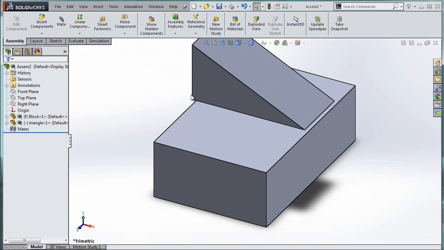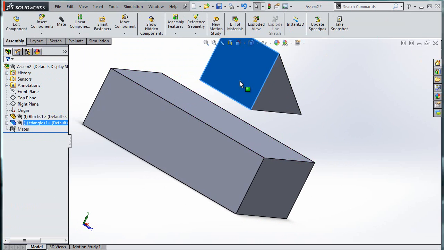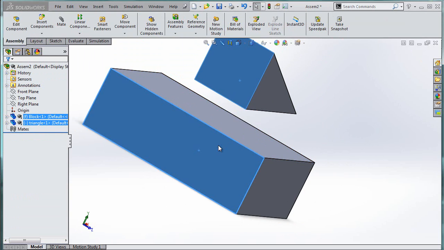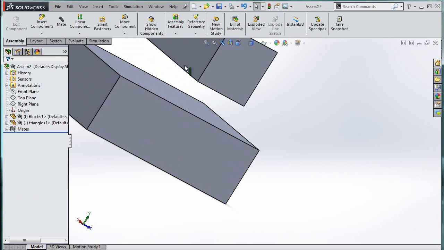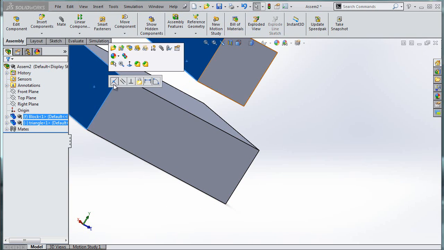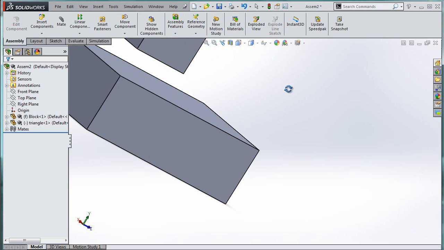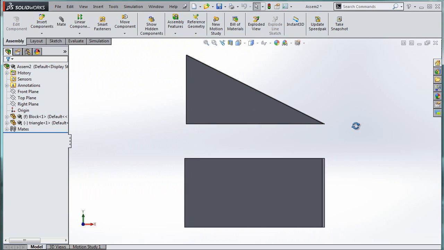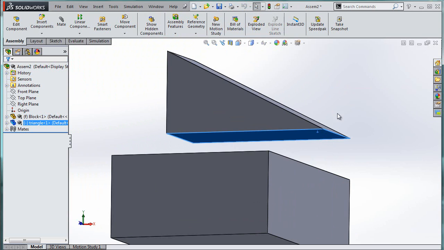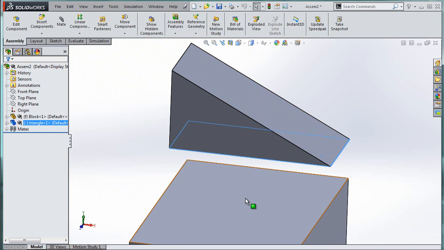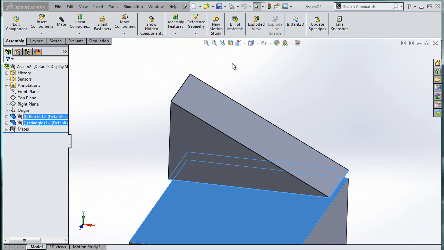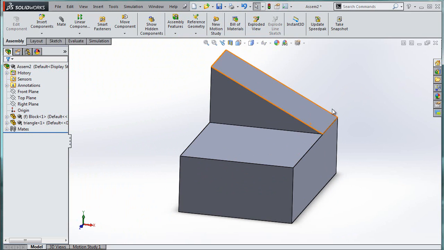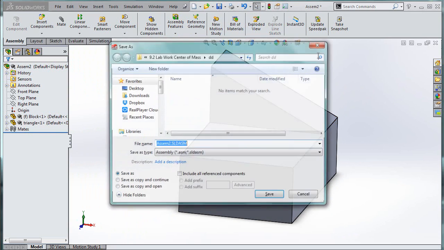Isn't she cute? All right, I'm going to mate this guy, control click there, and the mate should pop right up. And then scroll around, this guy to this guy, mate. And again, you can hold the scroll wheel and rotate around, or you can just go back to here. All right, but I need to touch this one, and mate. Now I should have a fully defined, nothing's wiggling around kind of thing. And go ahead and save the assembly.